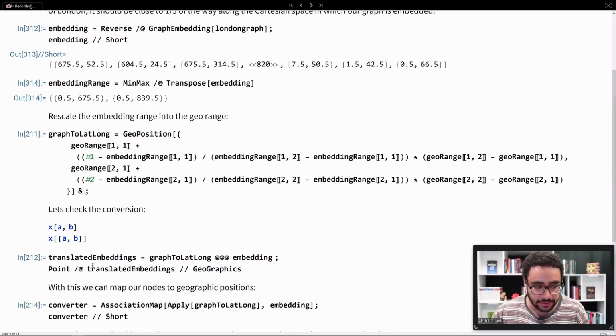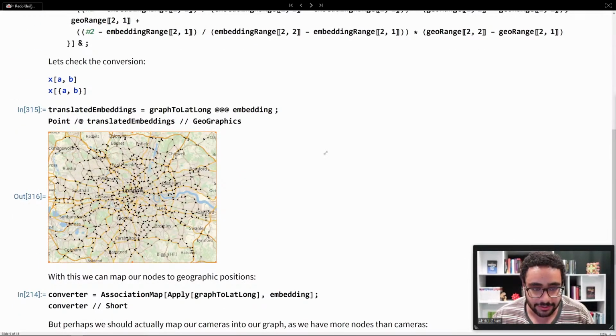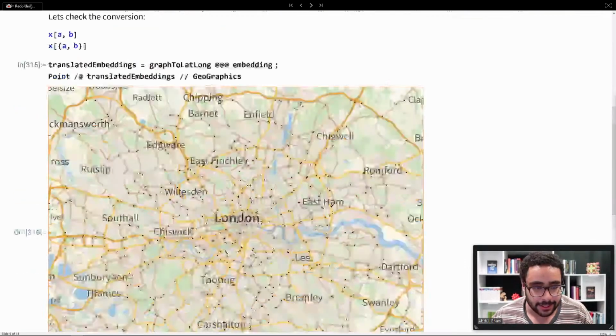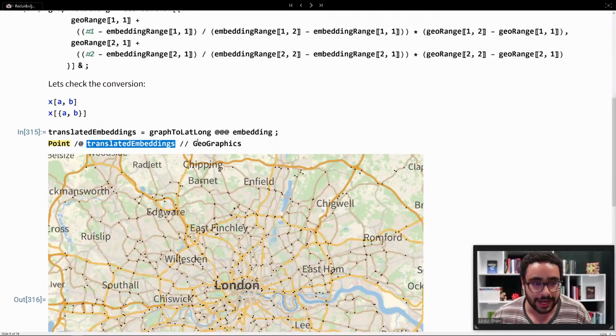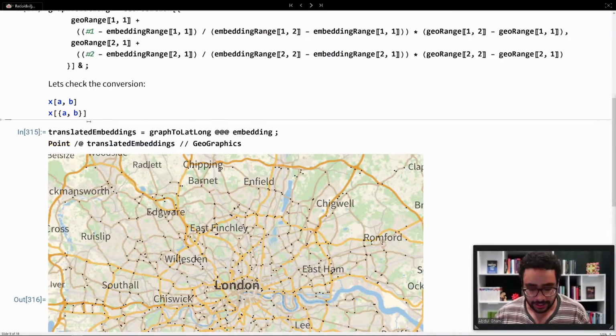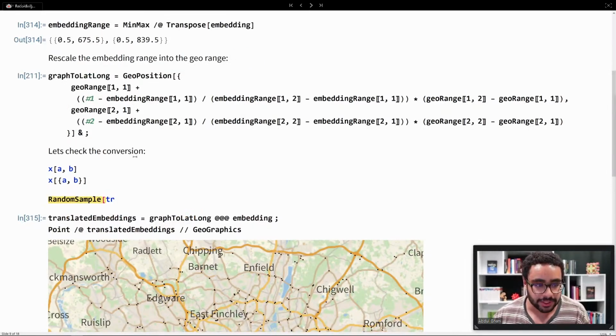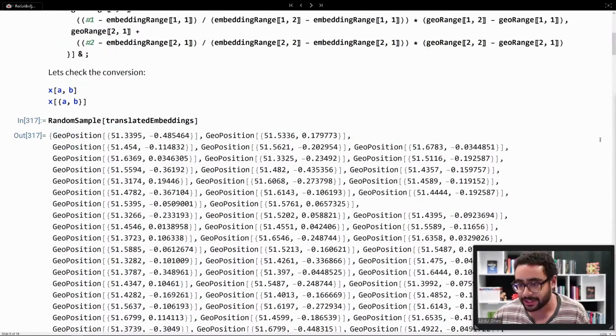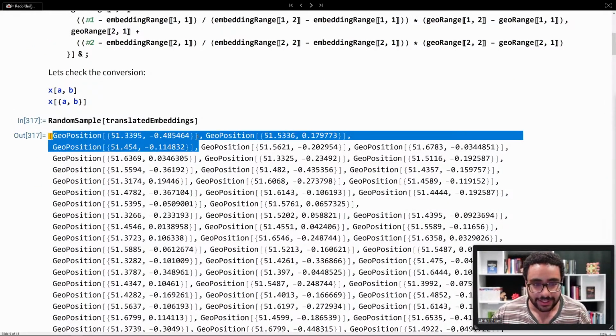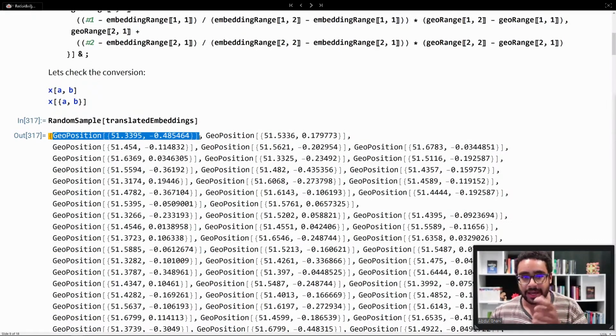And then to check, what I'm going to do is this thing. So now in this thing, right? If we look at, say, a random sample, a random sample will be fine. Translating embeddings, then there should be geopositions, right? So let's have a look. Yeah, that's right. This is the geoposition. The first geoposition is where the first vertex ends up in the geo world.